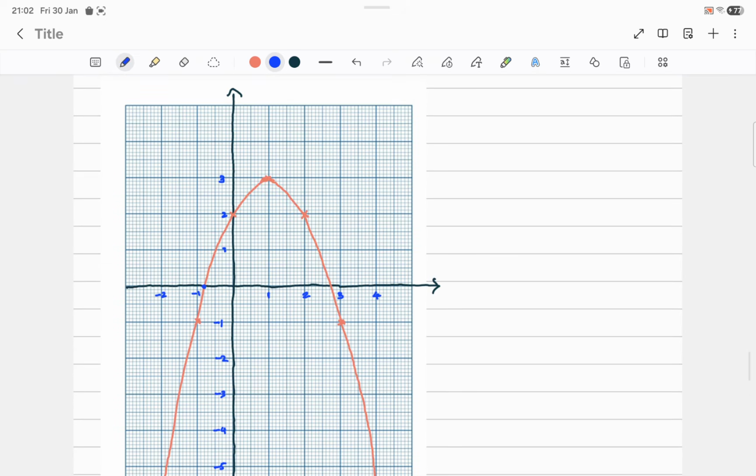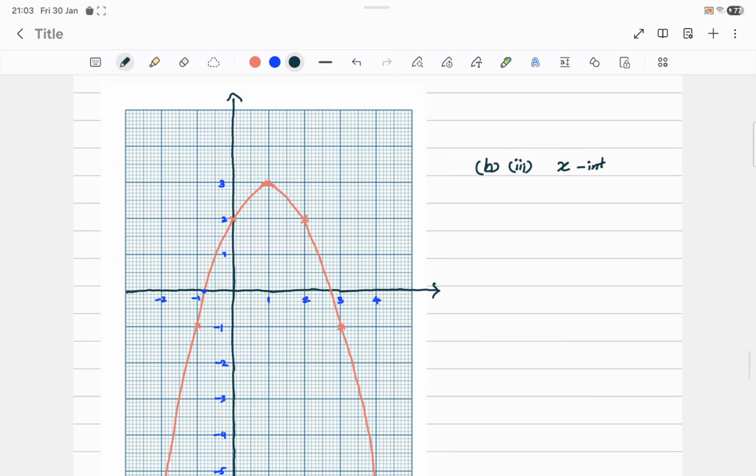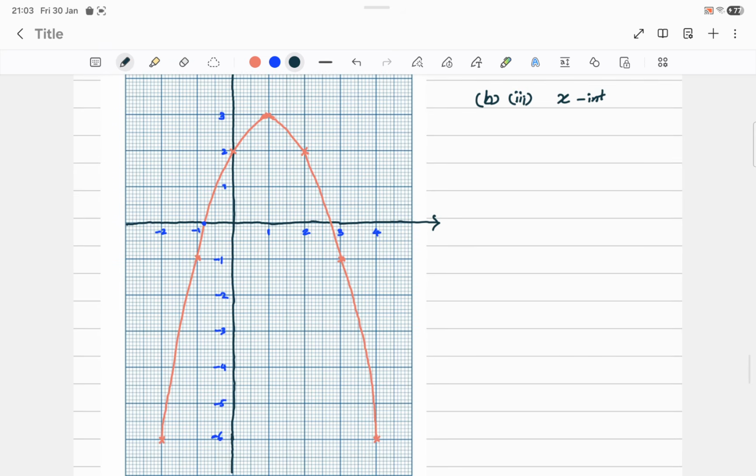So let me answer part B, question 3 here. Look at the x-intercepts. X-intercepts are the roots of this function, 2 plus 2x minus x squared equals 0. So we have x equals minus 0.8, and this one looks like 2.8. So x equals 2.8.